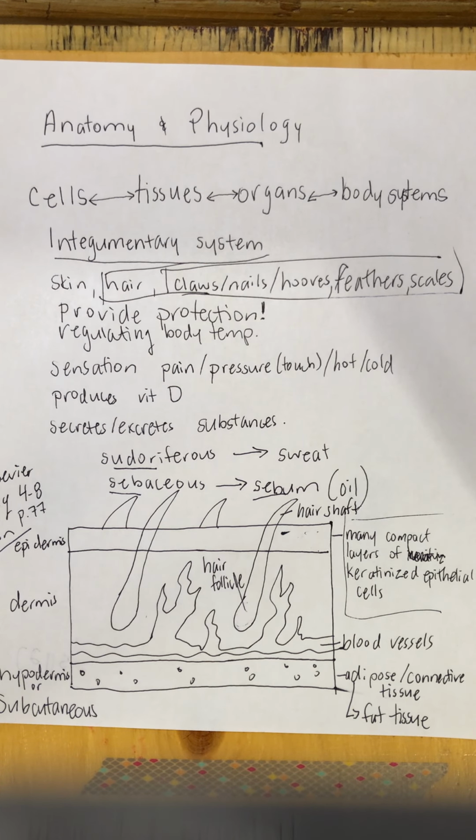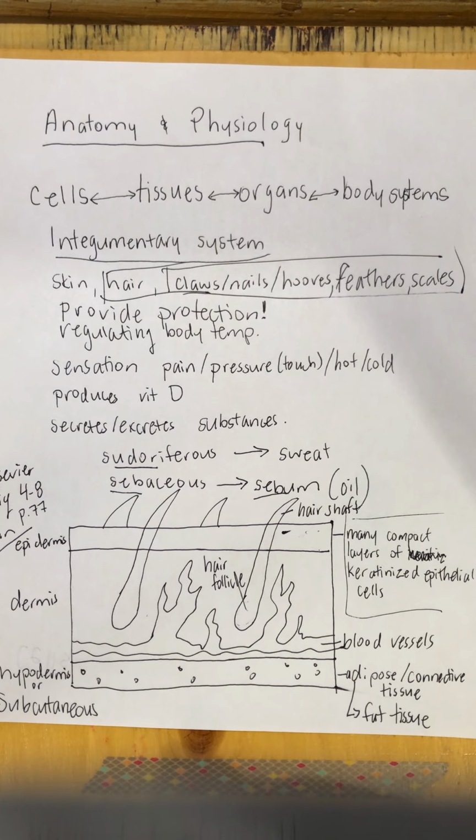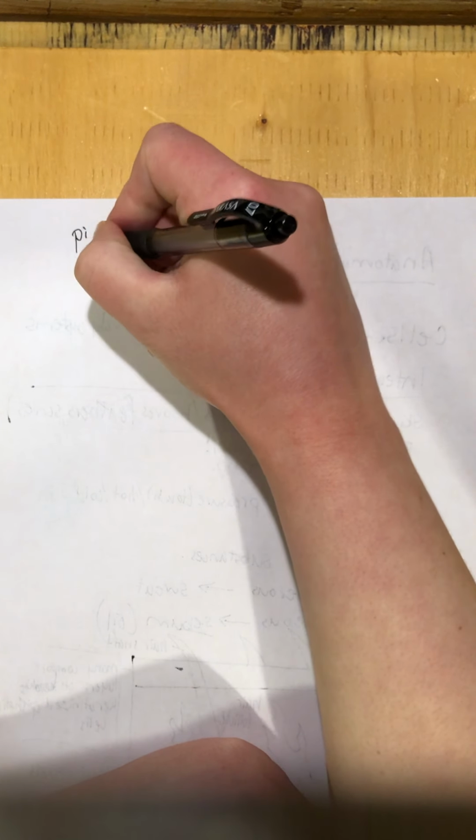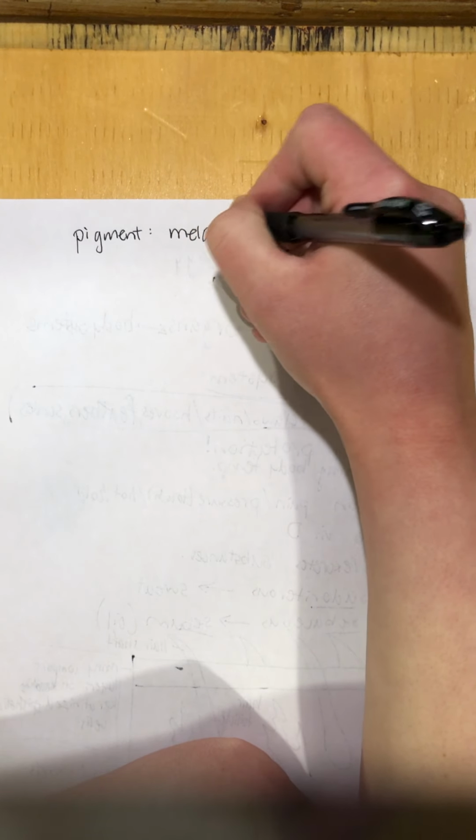So one last thing to know about the skin, this kind of applies to skin and hair. I'm just going to flip this sheet now. So skin and hair both have a pigment, and that pigment is called melanin. So the lighter the coat of the animal, or the lighter the skin of the animal, the less amount of melanin they have. The darker the animal, the more amount of melanin they have. So like a black cat versus a white cat, that black cat has a lot of melanin. The white cat doesn't have probably any.